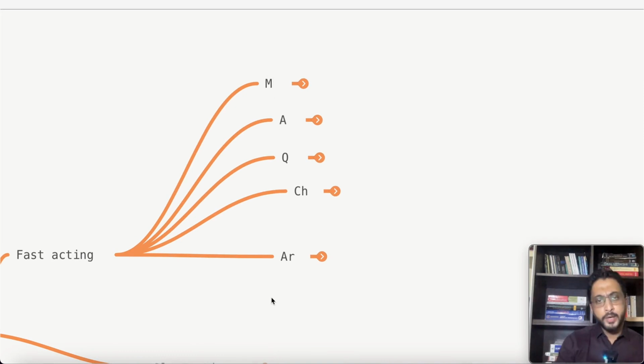You know what machar means in Hindi? For South Indians, it's the mosquito. Though the spelling is not very correct, it's called machar. So M, that's fast acting. M is for mefloquine.